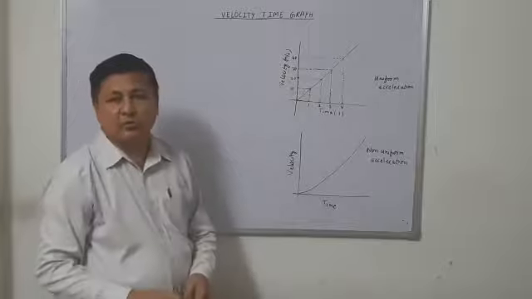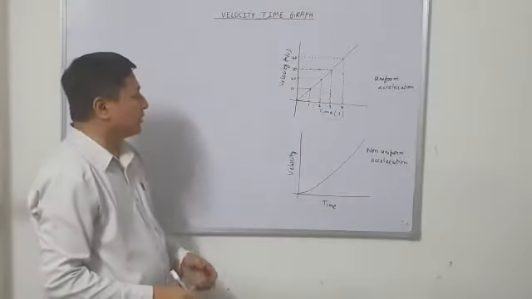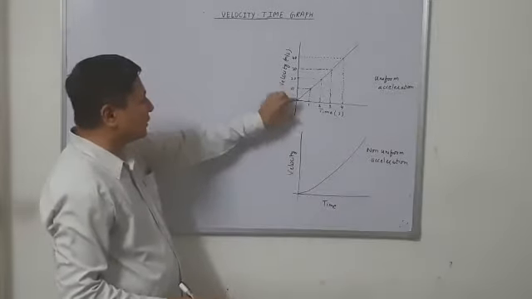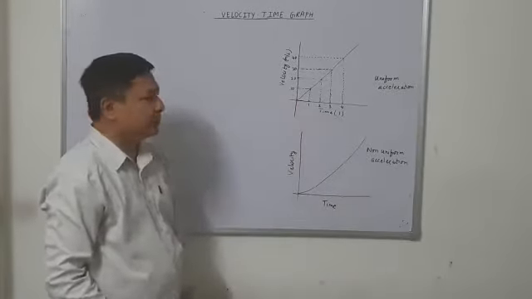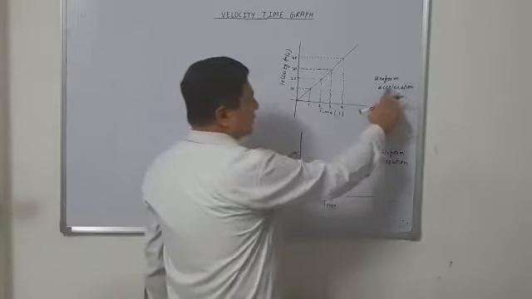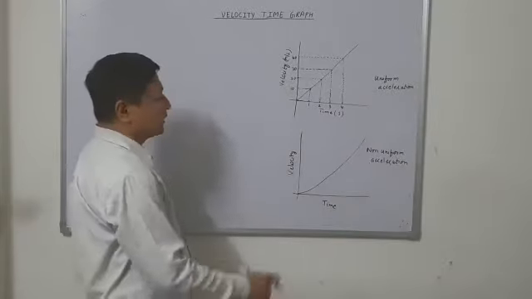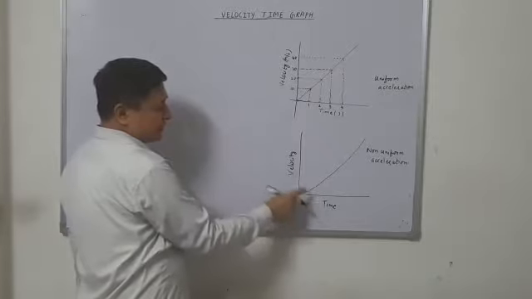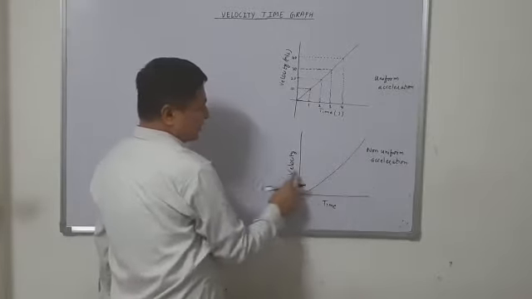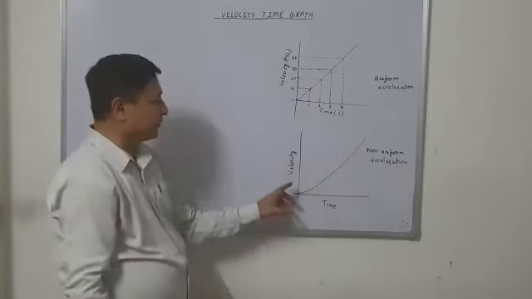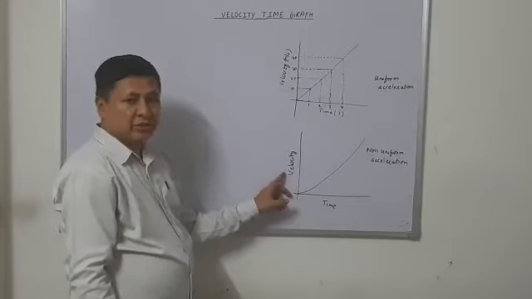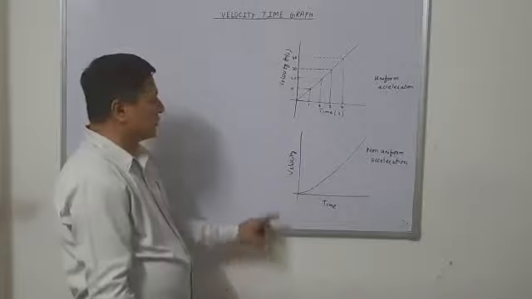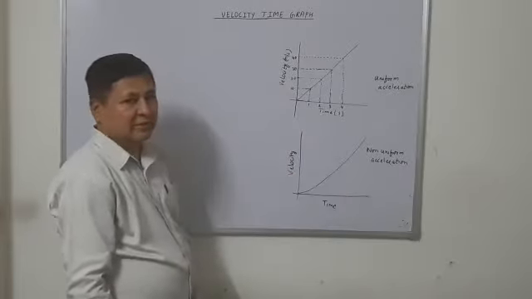If an object is moving in a straight line and the velocity increases or decreases by an equal amount in equal intervals of time, then the body is said to be in uniform acceleration. The graph of uniform acceleration is a straight line, whereas the graph of non-uniform acceleration is a curve. Here the velocity is not increasing by an equal amount in equal intervals of time, so that is why this is non-uniform acceleration.